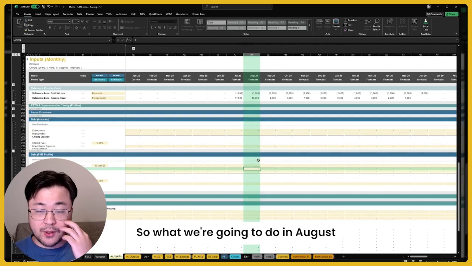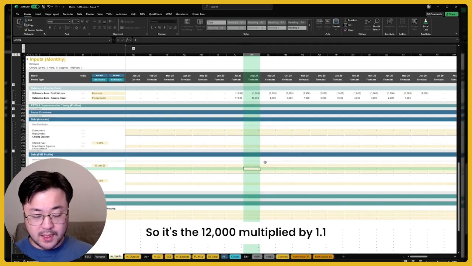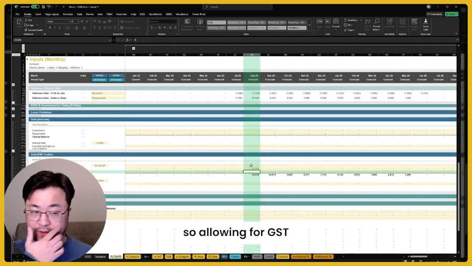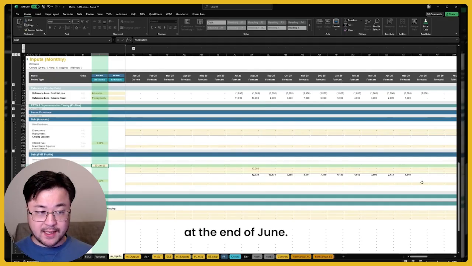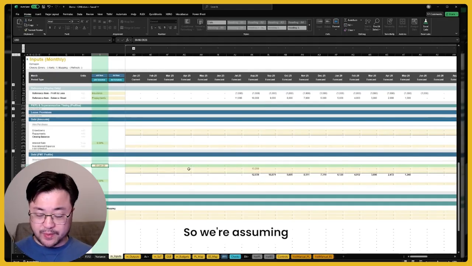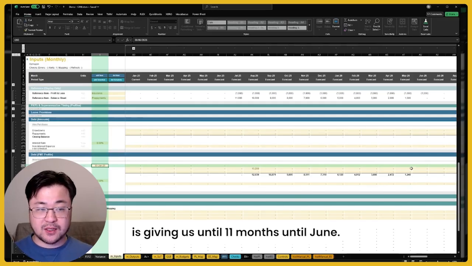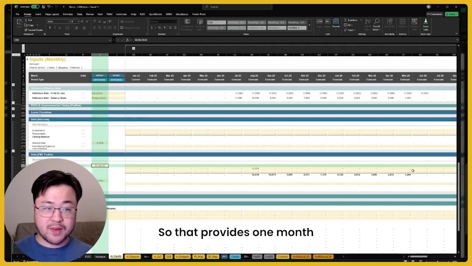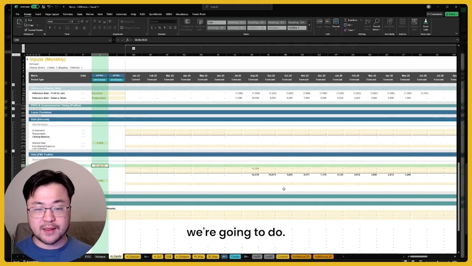So in August, we're going to draw down on the loan. It's the 12,000 multiplied by 1.1, so allowing for GST. We're going to draw it down. We've got our maturity date at the end of June. So we're assuming that the provider is giving us 11 months until June. That provides 1 month for the discussion. Just the specific scenario, we're going out to June.